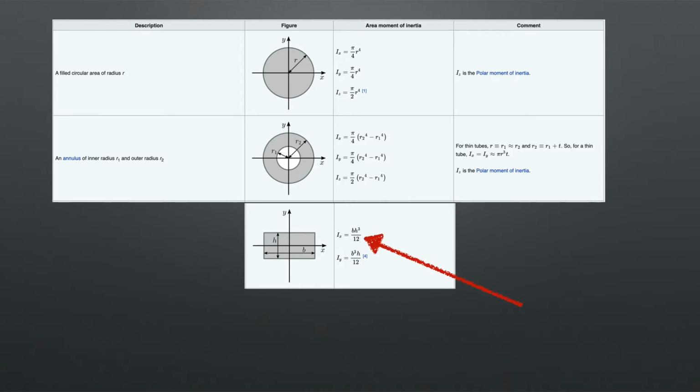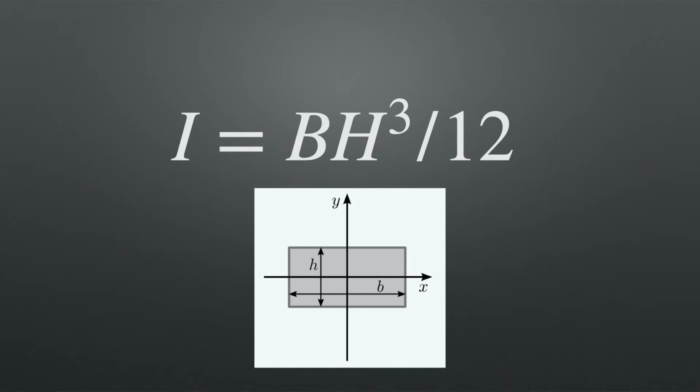If we look at the equation for a rectangle, it is b h cubed divided by 12. b represents the width, h represents the height. You may notice that the height is cubed, which means the height is much more important than the width in determining the moment of inertia.